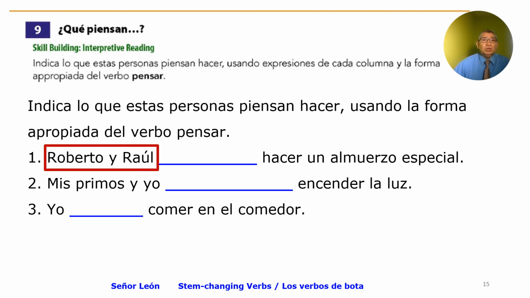Uno, Roberto y Raúl. Dos, mis primos y yo. Tres, yo. Just remember, read the instructions. Lee las instrucciones.